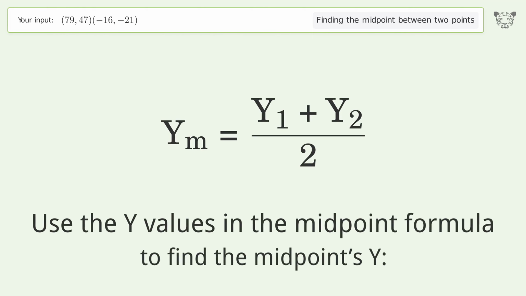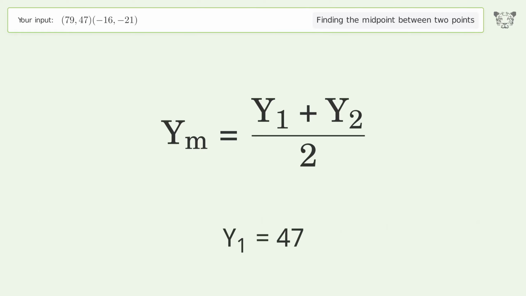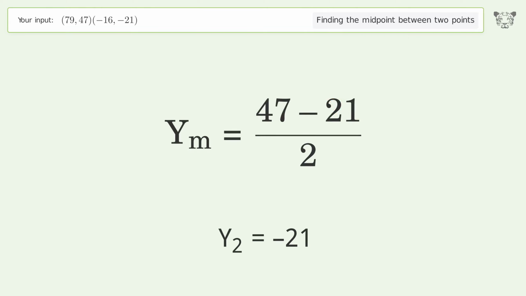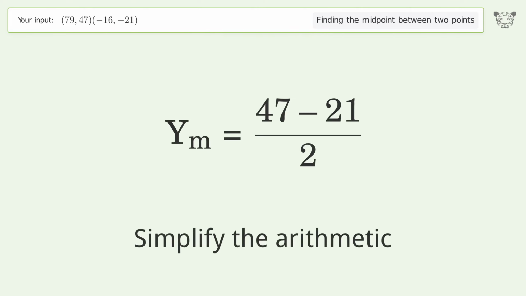Use the y values in the midpoint formula to find the midpoint's y. y1 equals 47, y2 equals negative 21. Simplify the arithmetic.